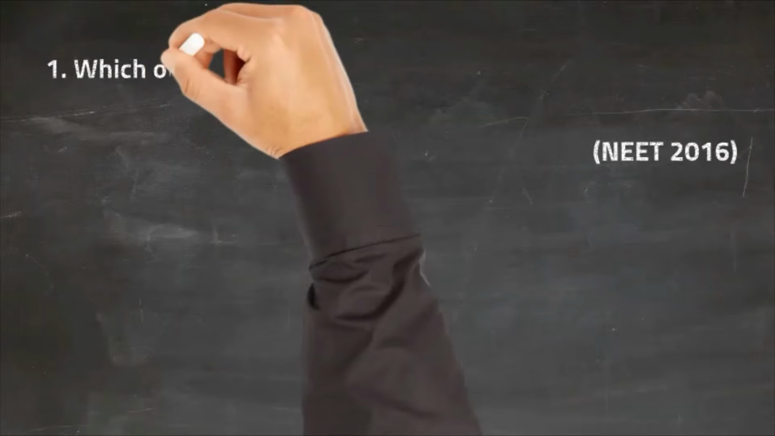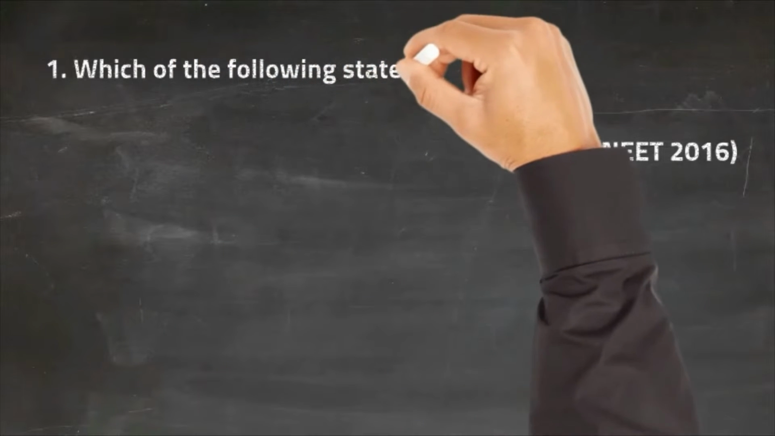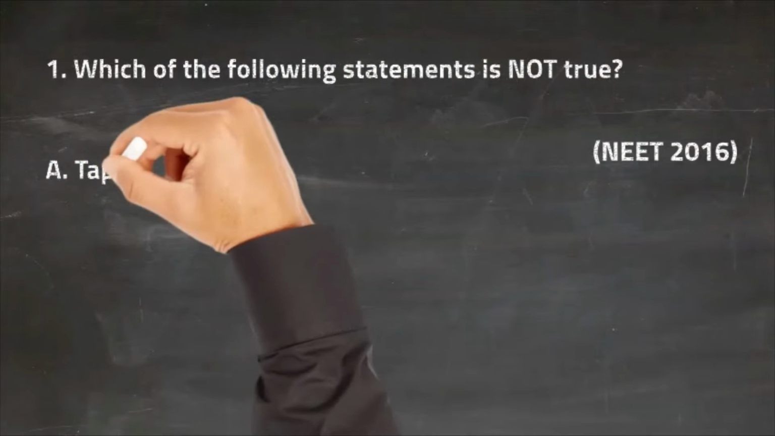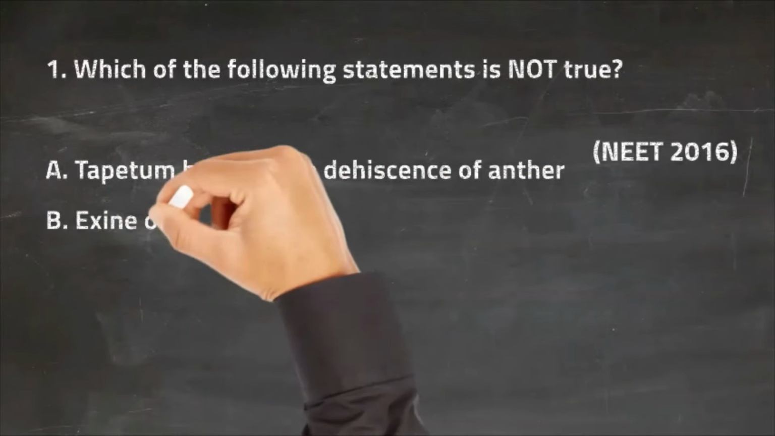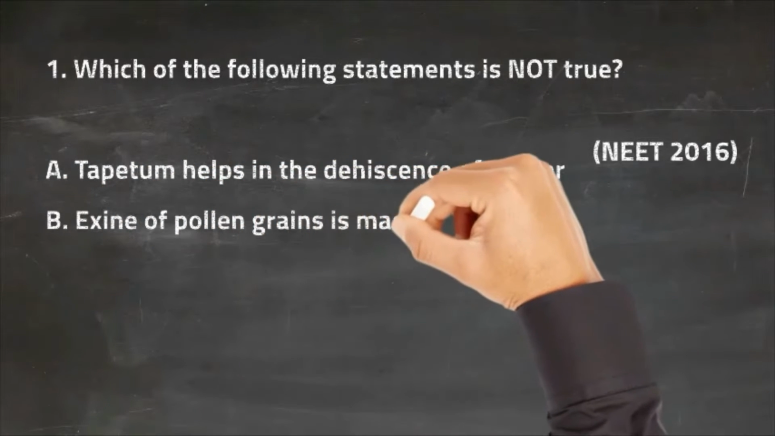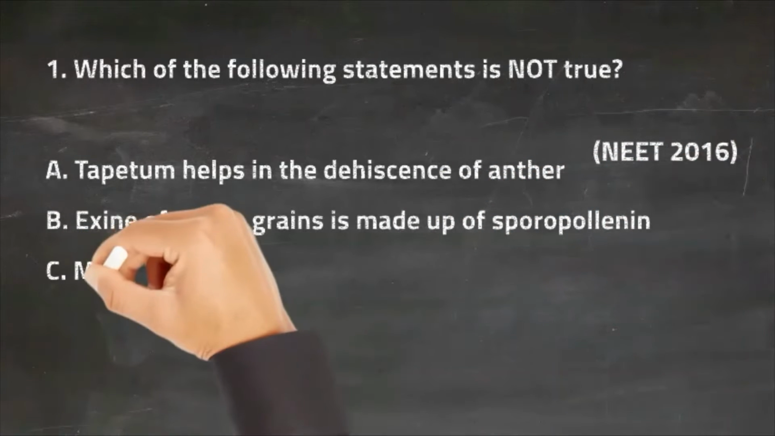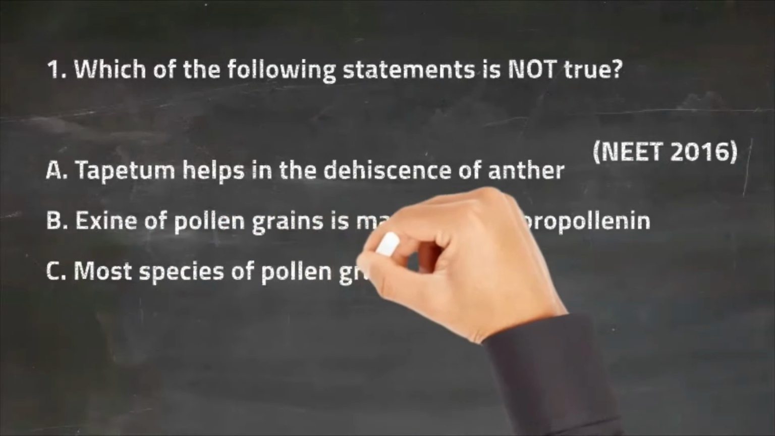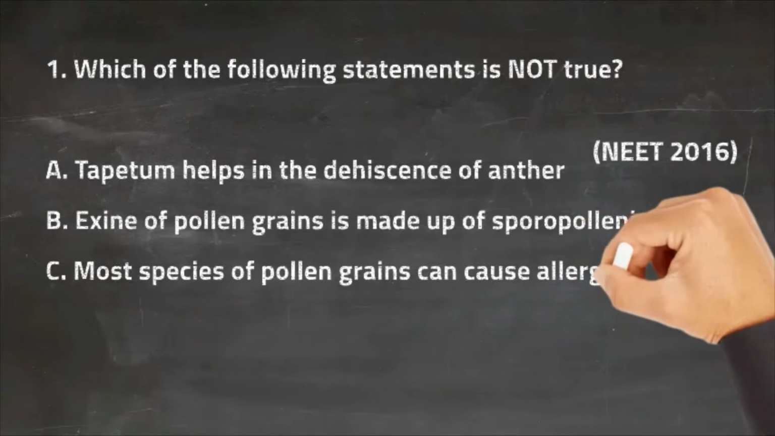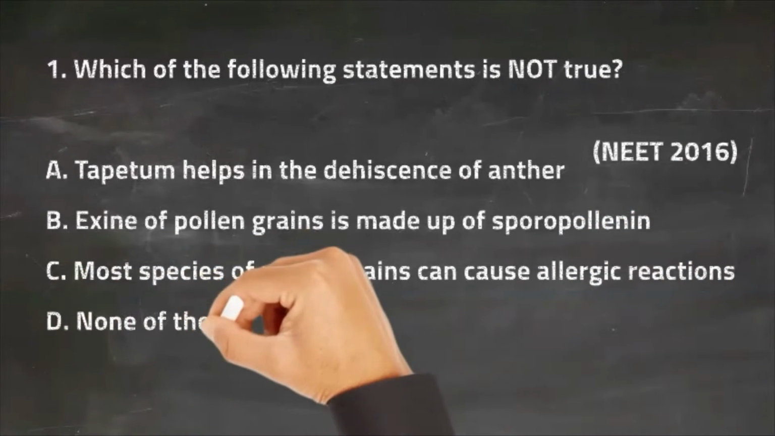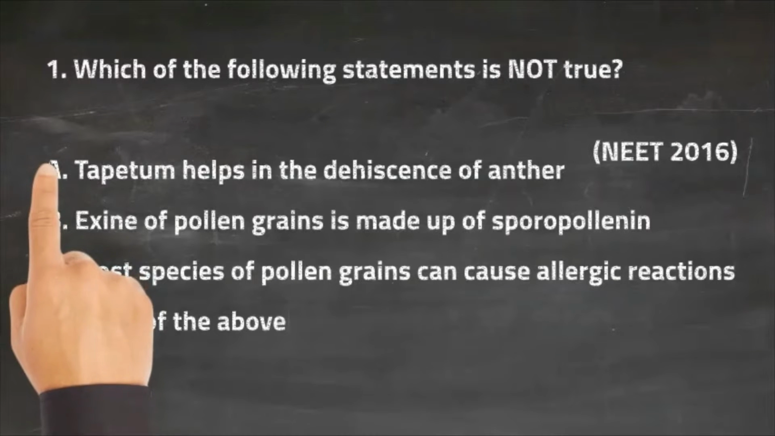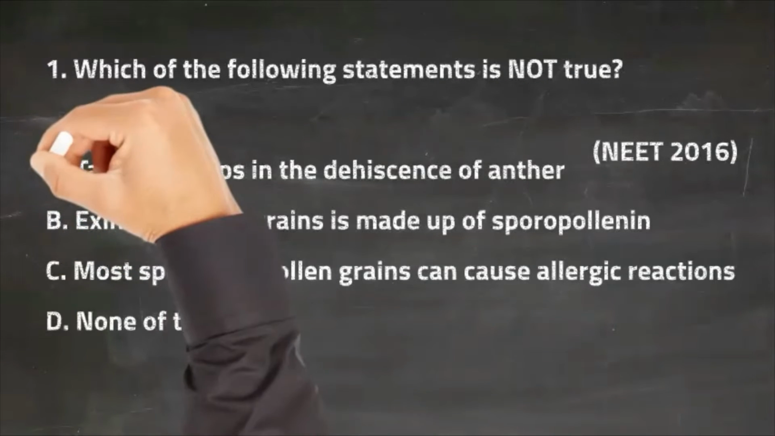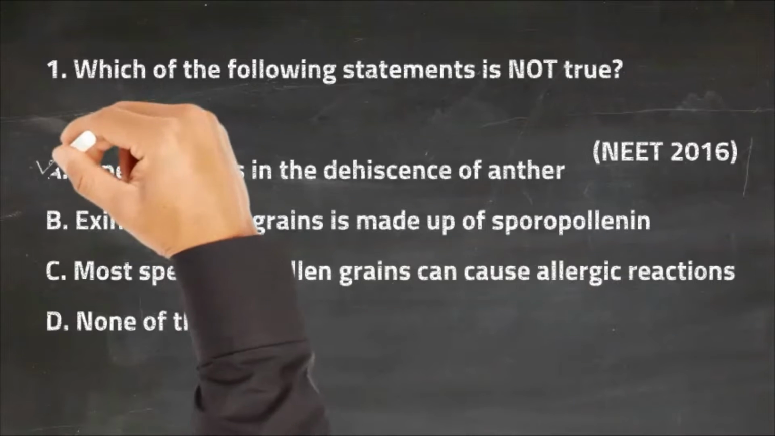Our very first question is, which of the following statement is not true? Option A is tapetum helps in the dehiscence of anther. Option B, exine of pollen grains is made up of sporopollenin. Option C, most species of pollen grains can cause allergic reactions. And option D is none of the above. So the right answer for this particular question is option A, and that is tapetum helps in the dehiscence of anther.